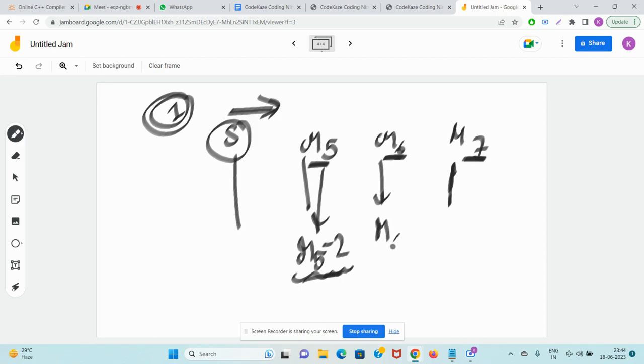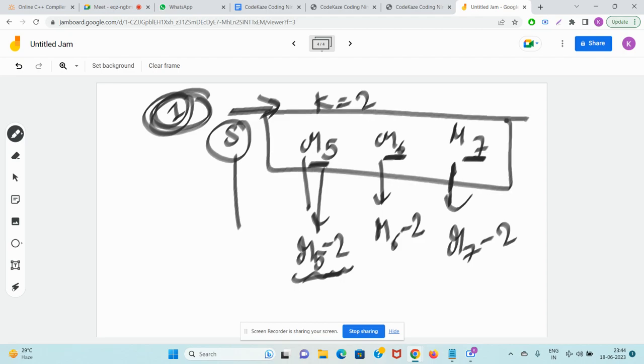What will his strength become? M6 - 2. What will his strength become? M7 - 2. What is 2? 2 is nothing but K. K equal to 2, the strength of the arrow. So whenever you hit an arrow, all the guys in the right direction will get their strength reduced. This arrow is a very different kind of arrow. When you hit, it doesn't get affected. Its speed remains the same.